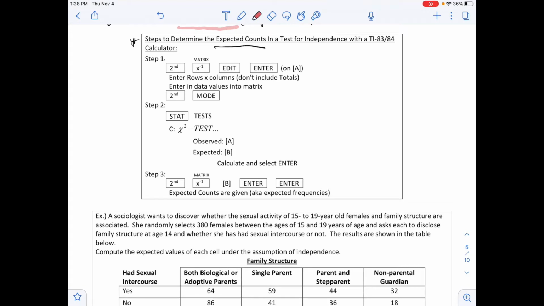Step 1, we're going to go to second, x inverse, or x to the negative first power, and you'll notice that right above that it says matrix. Then we're going to go to edit, hit enter on A, and it has brackets around it. Those brackets are telling us that it's a matrix. So it says enter rows and columns, don't include the totals, and enter the data values for the matrix. If you're unfamiliar with matrices, it's written as rows by columns.